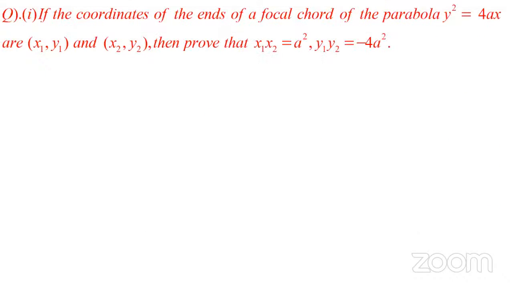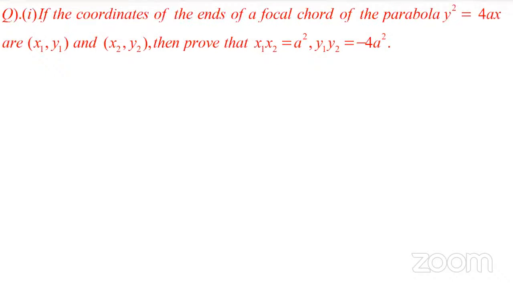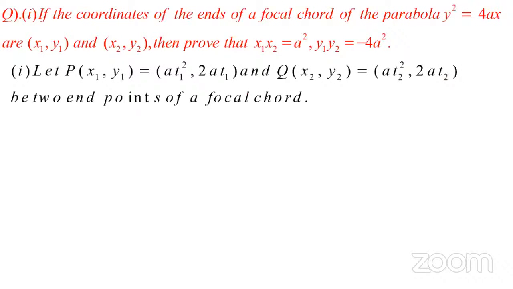Next, for this one, I am taking the parametric form. The parametric point is nothing but at square comma 2at. So here I am taking two points: P at1 square comma 2at1, and Q at2 square comma 2at2.